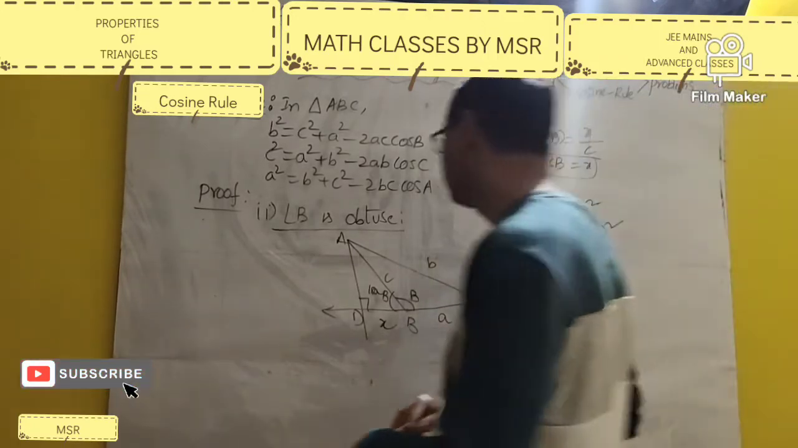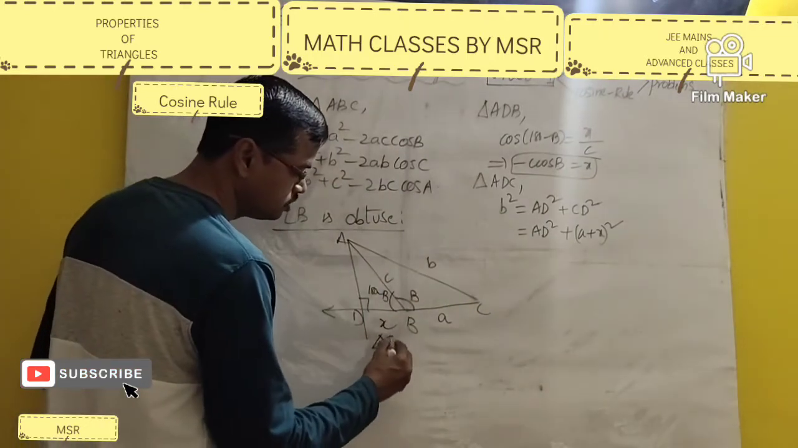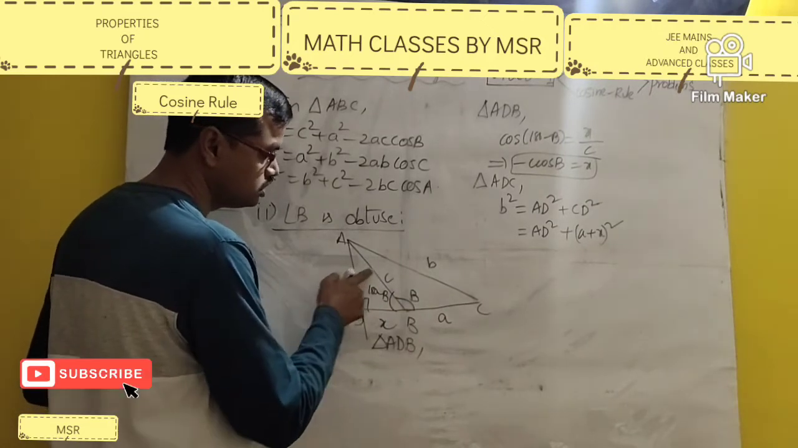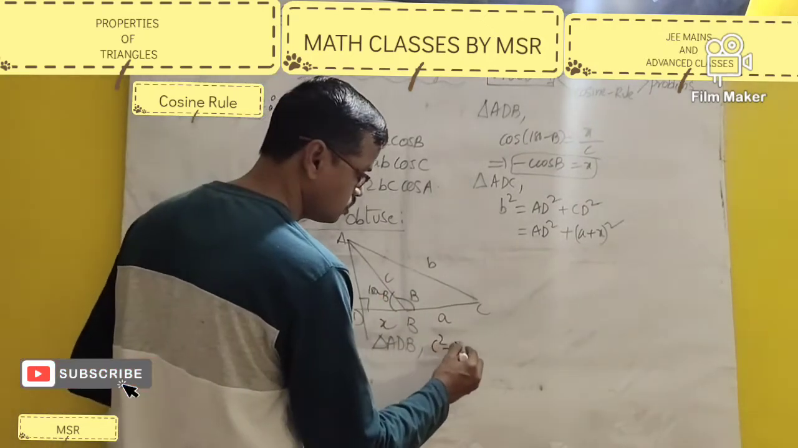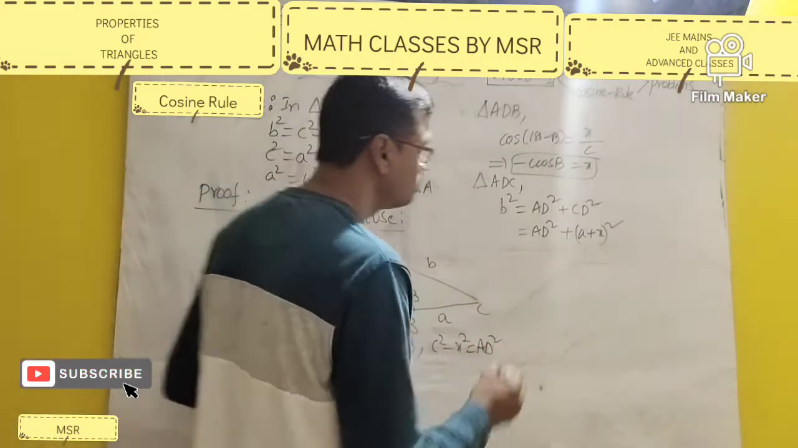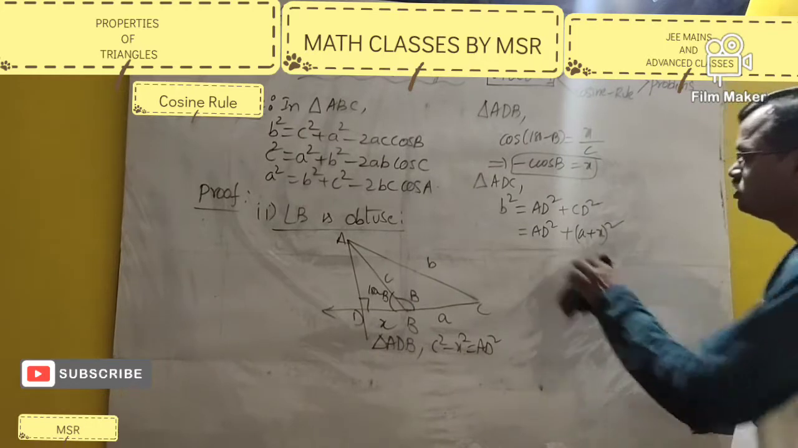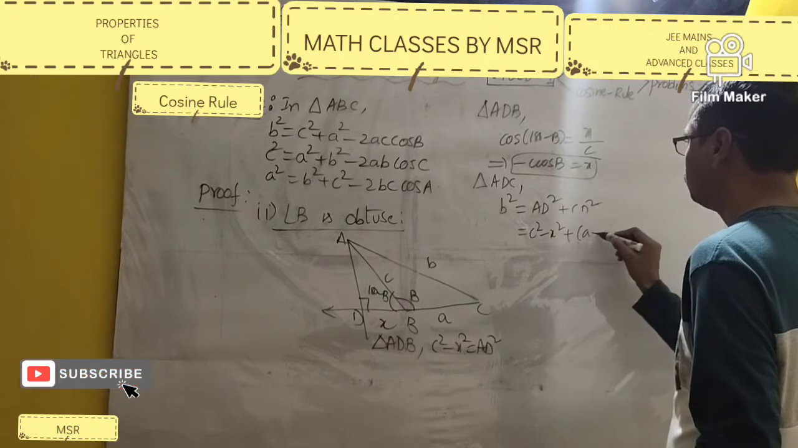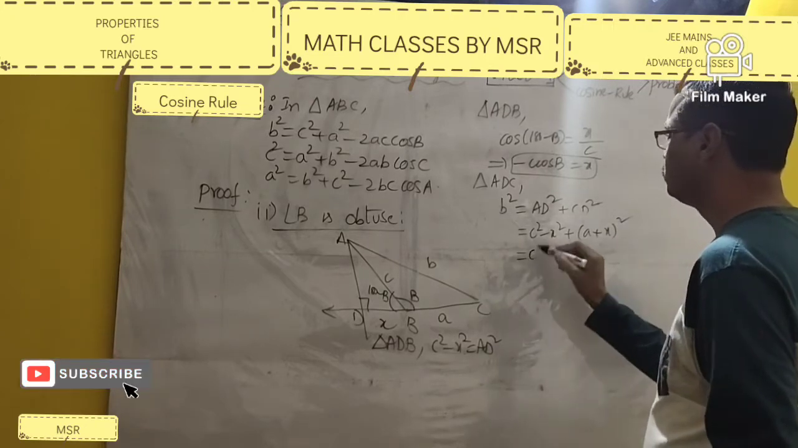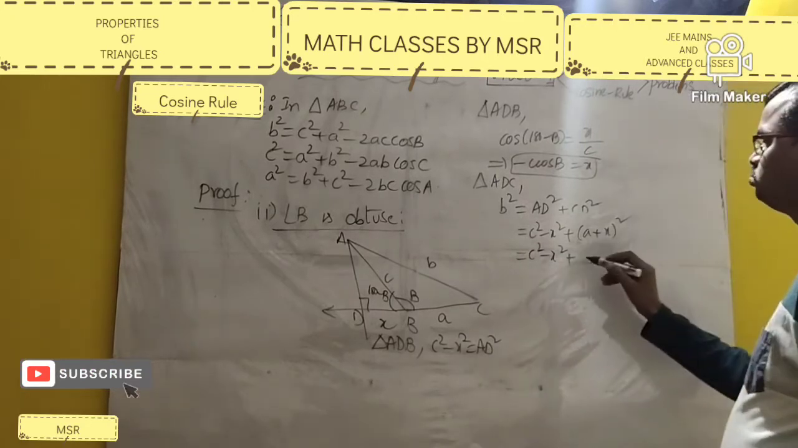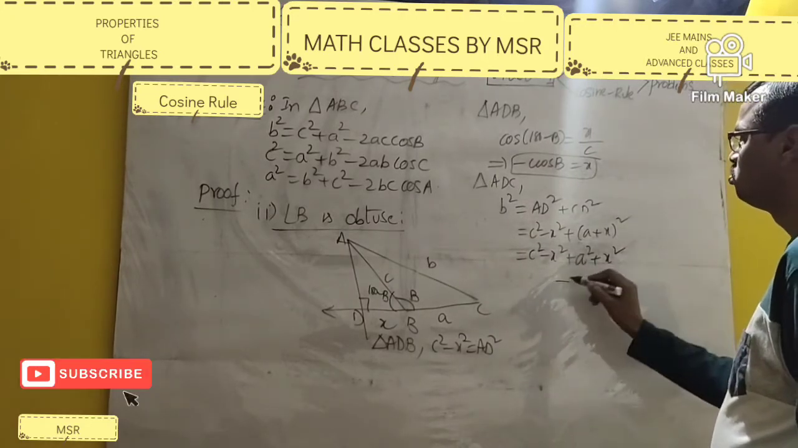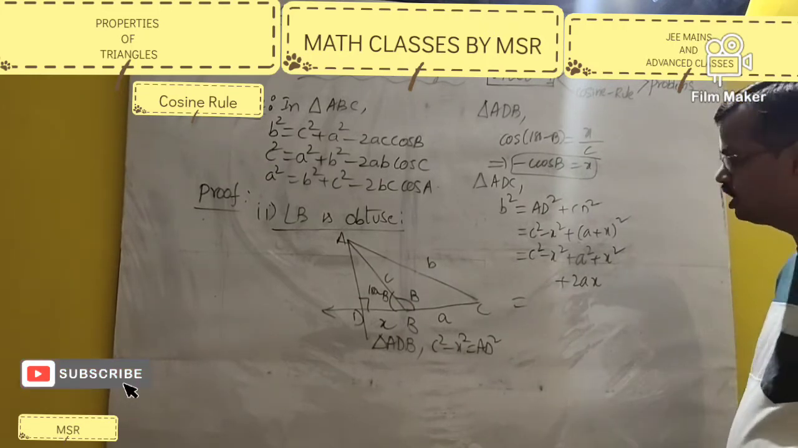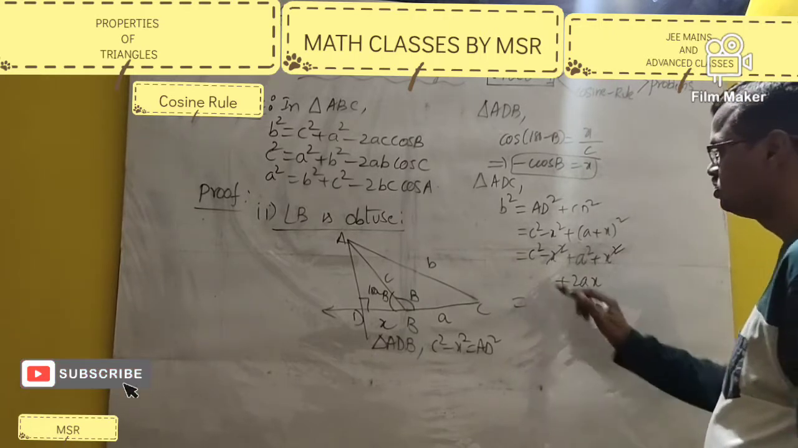Now AD square, from triangle ADB, is nothing but C square minus X square. So I can replace it here. In place of AD square I can write C square minus X square plus A plus X whole square. Now it becomes C square minus X square plus A square plus X square plus 2AX. The X square and minus X square cancel.